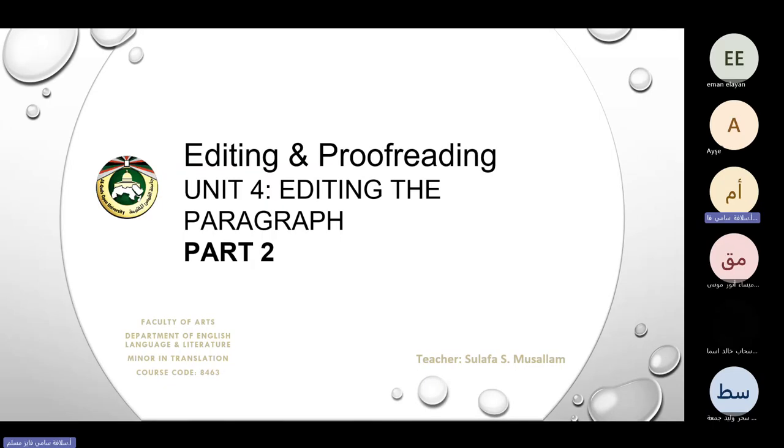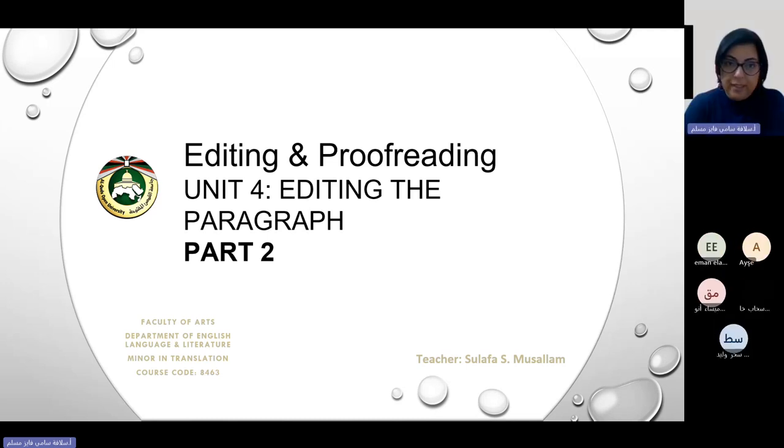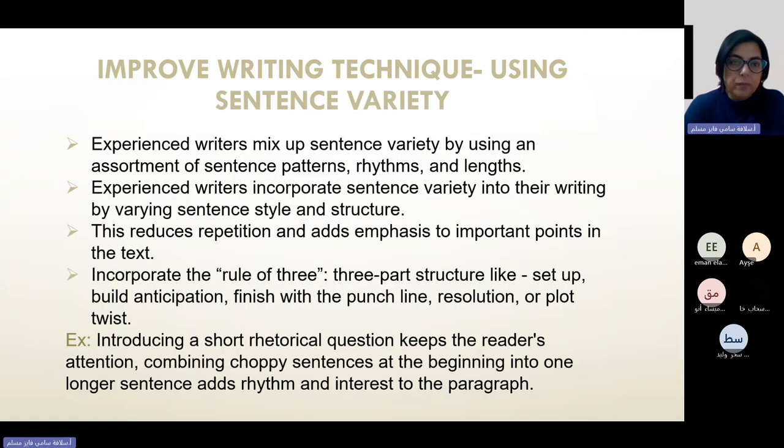Right, you guys. Today we will do part 2 of Unit 4, which is editing the paragraph. There are some tips on how to improve your writing techniques. You know that writing a paragraph, or writing anything, is all about how you write and your writing technique. In order to make your writing interesting, you have to use sentence variation.